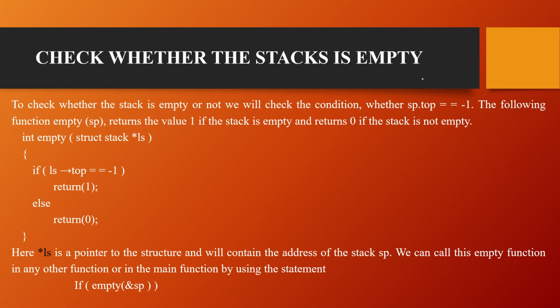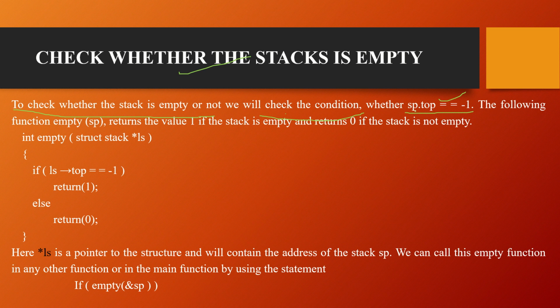Now check whether the stack is empty. We are writing an algorithm that returns a boolean value, true or false. If the stack is empty, it returns true. If the stack is not empty, it returns false. In C, if we return 1, it is true. If we return 0, it is false. To check whether the stack is empty or not, we will check the condition whether sp.top is equal to -1. I have already told you that if top is equal to -1, it means the stack is empty.